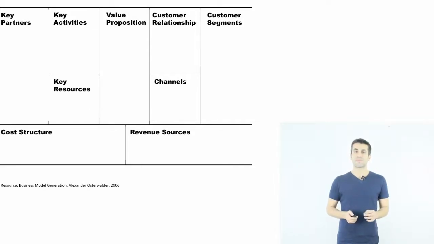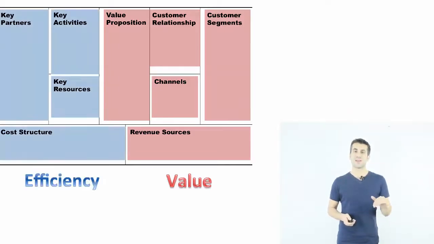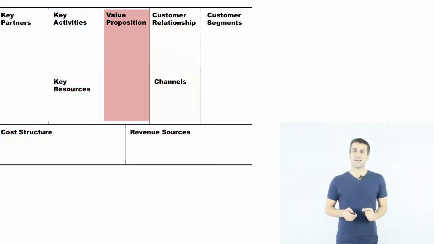So step by step, I can say the right part of these building blocks we can call the value dimensions. So these are the parts that create value. And the left side we can call the efficiency dimensions. In these parts, this is how we run the operations and reduce costs. And if we look one by one, the single most important element in this business model canvas, I can say, is the value proposition. That's why it's just at the heart of the canvas.